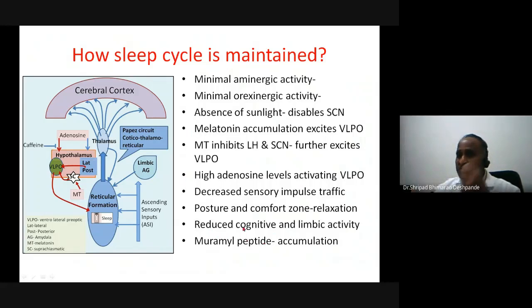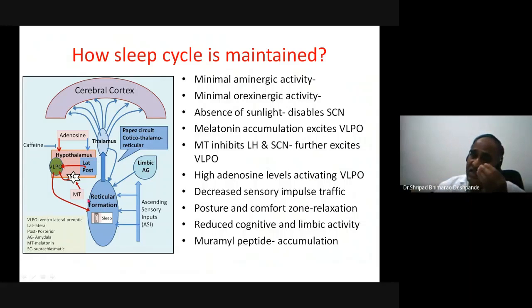Suddenly if you think something is bothering you, or you find some dreamy state, you may wake up for a long time, so that will be a limbic activity. Then accumulation of chemicals like muramyl peptide and all those things try to maintain the sleep. So it is again more complex. Maybe it's a component of the supracosmetic nucleus. These are some of the things, but we are only worried about switching on and switching off the sleep. That means we are bothered about the sleep only.